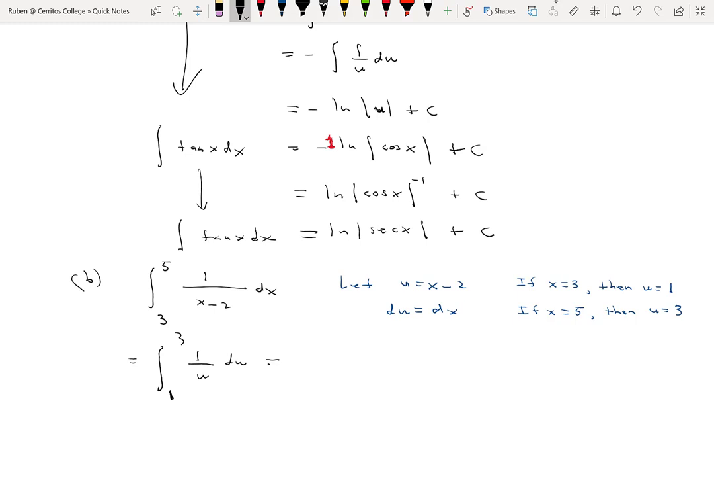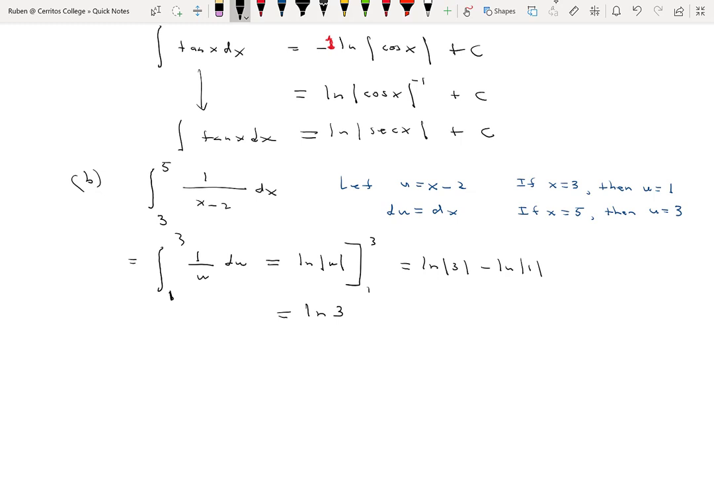The integral of 1 over u, the antiderivative of 1 over u, is the natural log of the absolute value of u. Don't ever forget the absolute values on this antiderivative. From 1 to 3. Using the fundamental theorem of calculus, we substitute the upper limit of integration, and we substitute the lower limit of integration, and we subtract. Is that as far as we can go? No. We don't need absolute values for one thing. So we can write this as the natural log of 3. And what's the natural log of 1? It's 0. So the natural log of 1 is 0. So this integral has a value of the natural logarithm of 3.